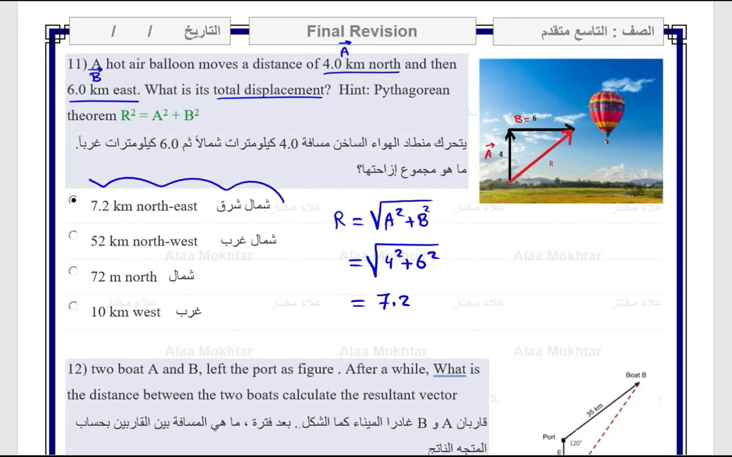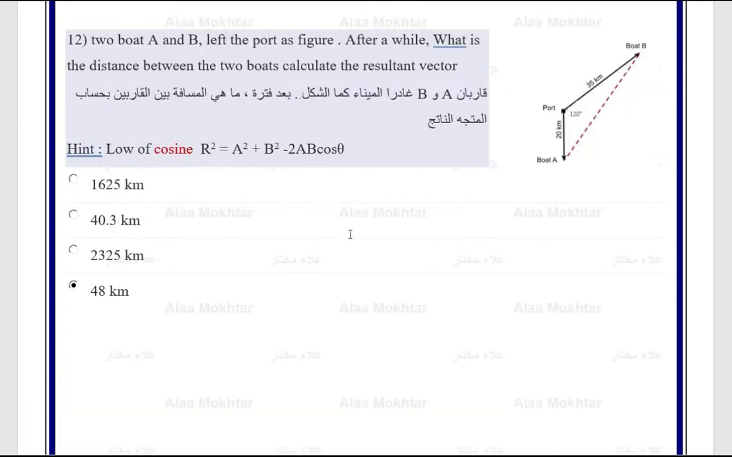7.2 kilometer northeast. The next question. Two boats, A and B, left the port as in the figure. Boat A moves in this direction and reaches this point, and boat B moves in this direction and reaches this point. He asks: what is the distance between the two boats?